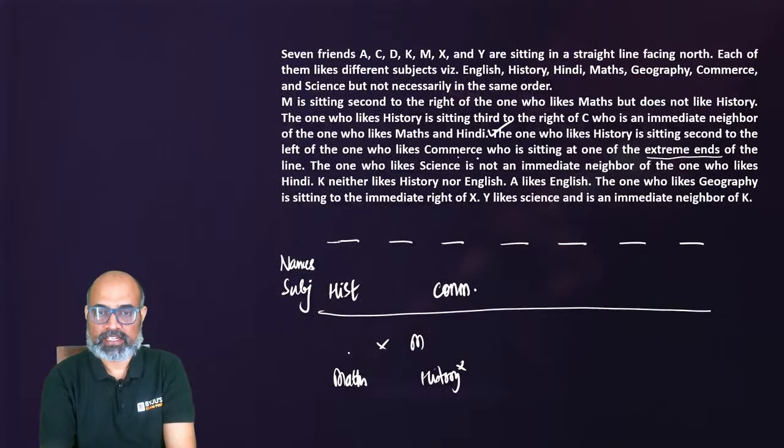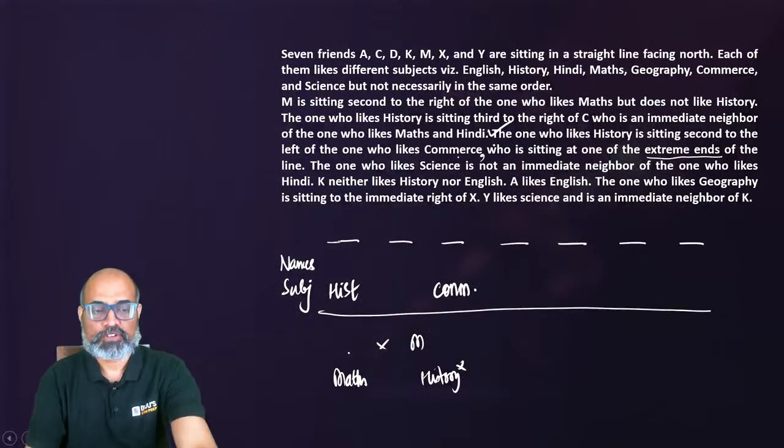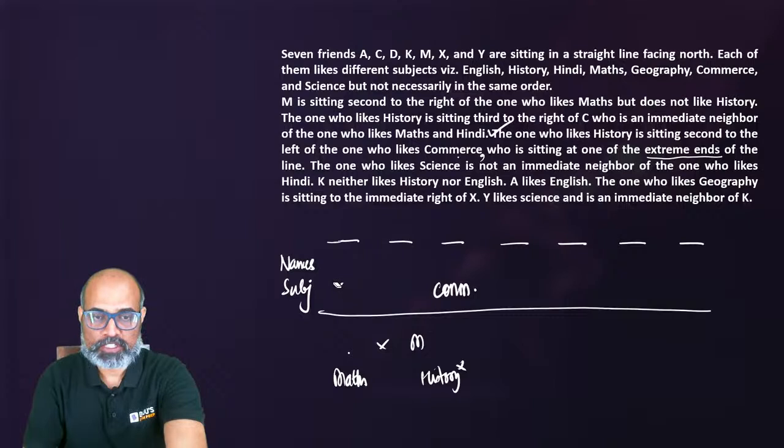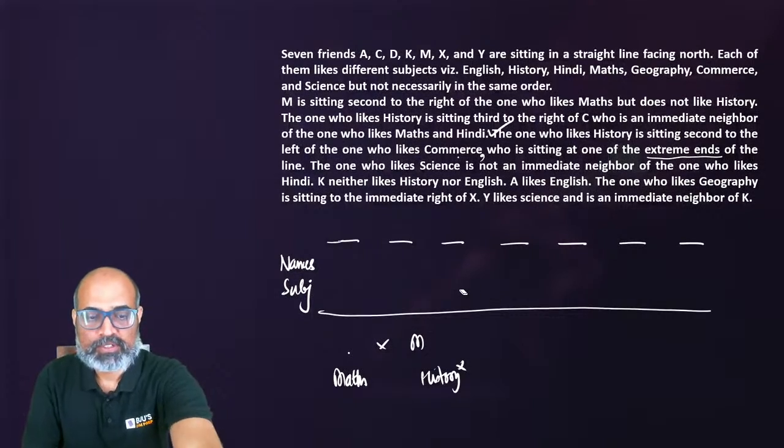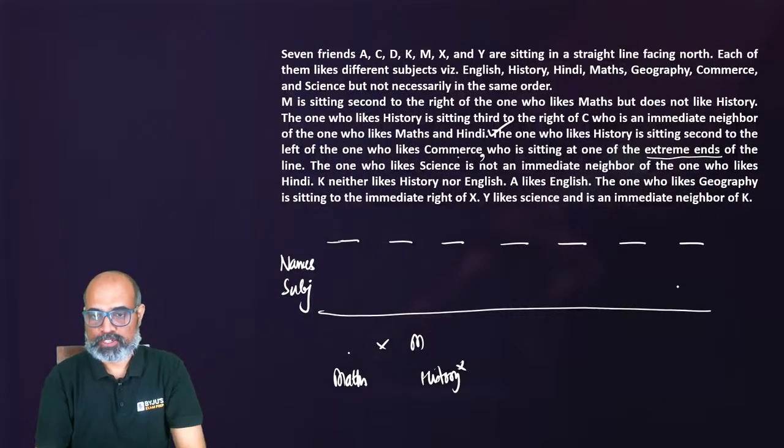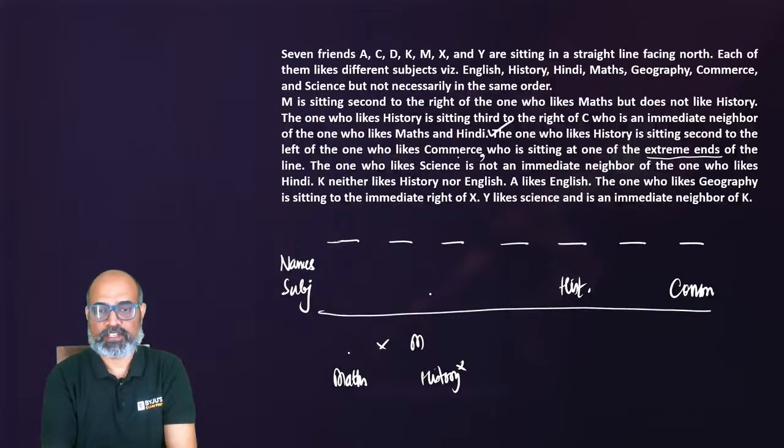The one who likes history is sitting third to the right of C, who is an immediate neighbor. So looks like a comma is missing here. So we will have to again move history and commerce back to the original position so that we can have somebody to the right. The history guy is going to be the right. The one who likes history is sitting third to the right of C. So first right, second right, third right. So that means C is sitting over here.